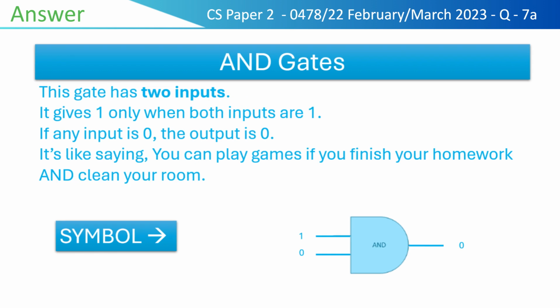AND gate. This gate has 2 inputs. It gives 1 only when both inputs are 1. If any input is 0, the output is 0. It's like saying, you can play games if you finish your homework and clean your room. It's represented with the displayed symbol.